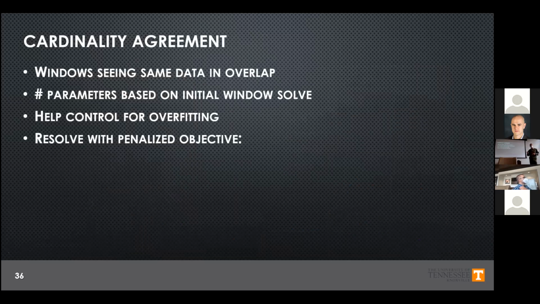So in our problem, the Reich-Moore parameters are physically representing how many resonances are present. So if two windows are looking at the same overlap, they should agree on physically how many resonances are in the overlap. This also helps with control for overfitting, because if one window wants to fit to noise, the other window has to agree to fit to that noise, or that ends up getting zeroed out.